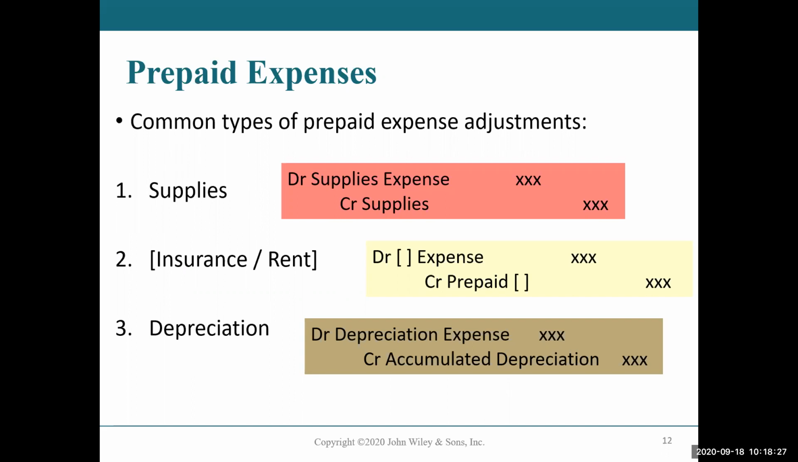Now, when it comes to adjusting entries, there are some ground rules. One is that your adjusting entry is always done at the end of the period. Whatever that end of the period is, that is determined by the company, whether that is end of the month, end of the quarter, or end of the year.